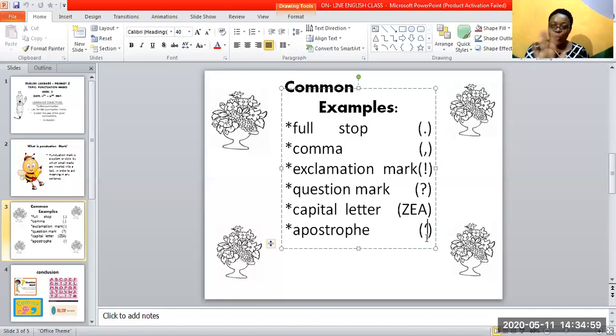For good reminder, you have to flip back to your notes. Yes? Do we understand? The common examples of punctuation, like I said, full stop, comma, exclamation mark, question mark, capital letters, and apostrophe. These are the commonly used ones. Are we good? Now let's move on.